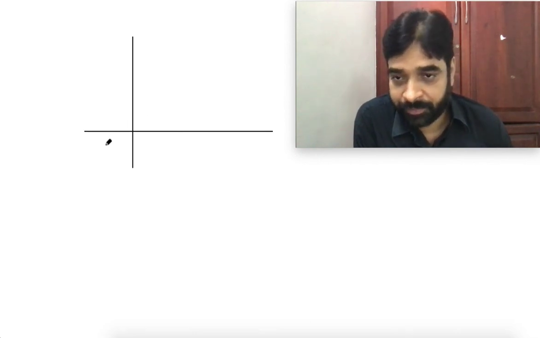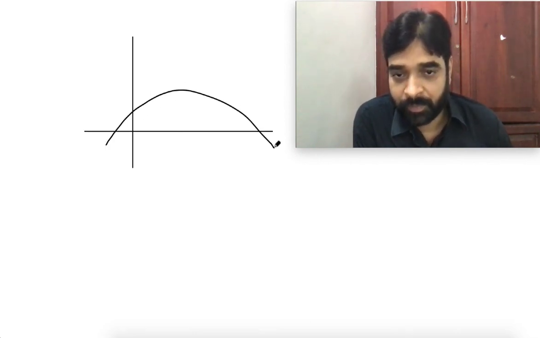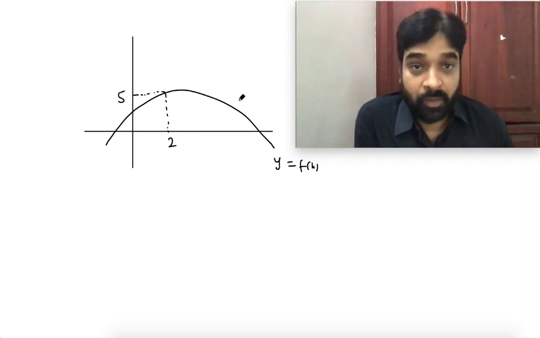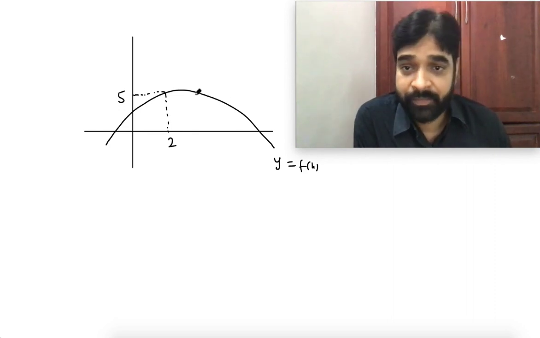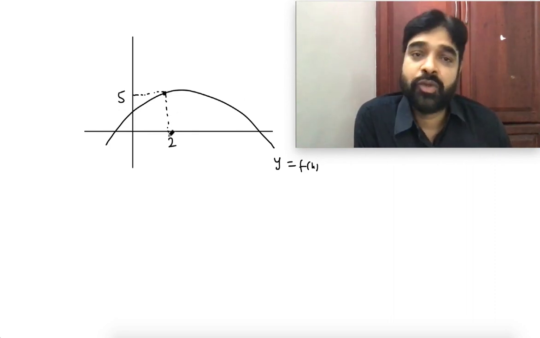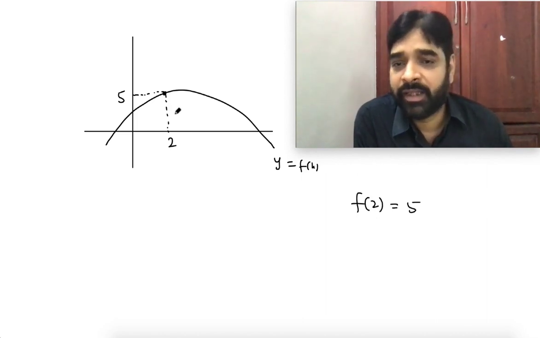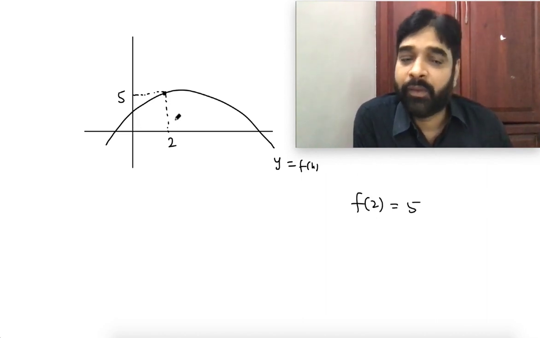And this is the graph of some function f(x). Let's say this is 2 and let's say this is 5. Correct? Watch carefully, very carefully. It means this coordinate is (2, 5). So if I ask you what is f of 2, you will say very clearly, it's 5. f(2) equals 5.